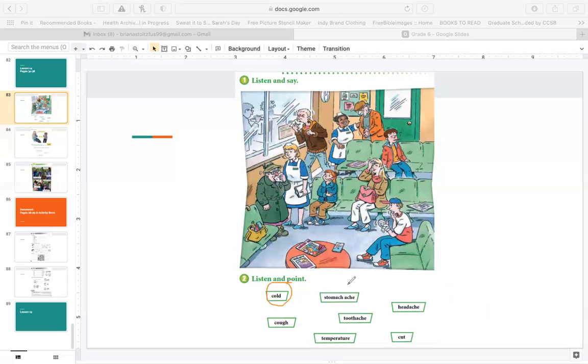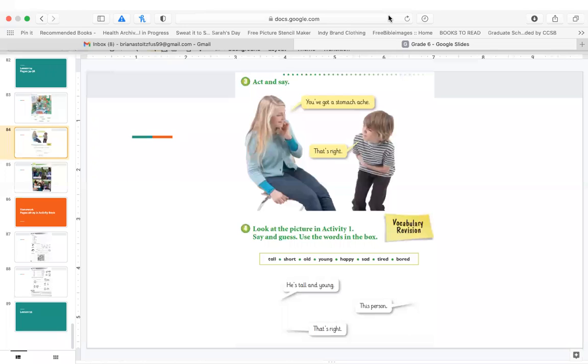Cold, stomach ache, headache, cough, toothache, cut, temperature. Let's look at the next page.